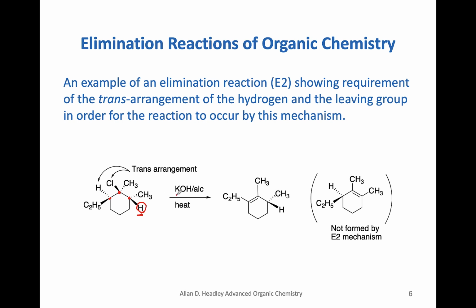So in the presence of a base, we would not expect that hydrogen to be abstracted, because the requirement for an E2 elimination is that the leaving group must be trans to the hydrogen that's been abstracted by the base. So therefore, this chlorine and this hydrogen being trans will form a double bond here and not this as the E2 product. So again, look out for the trans elimination for the E2.